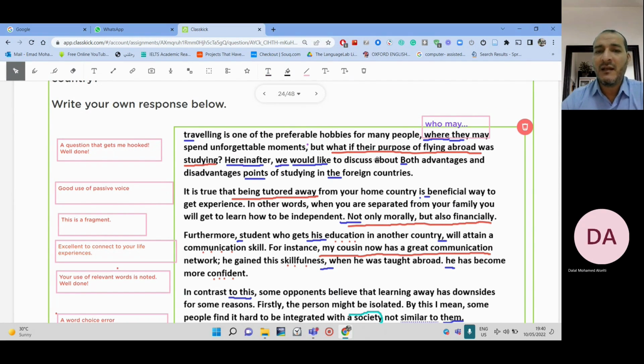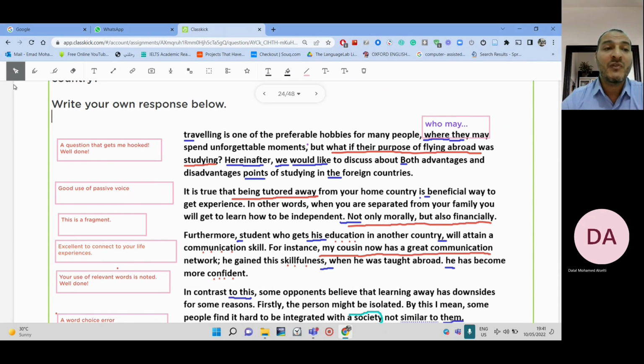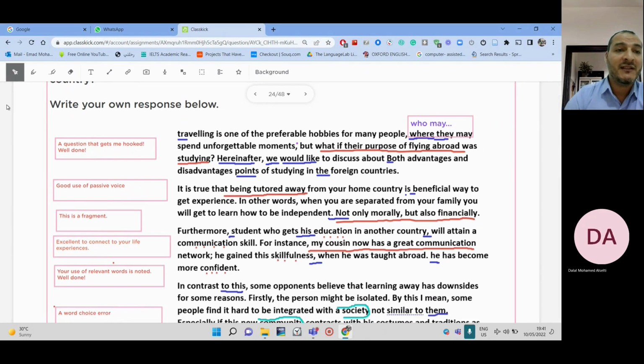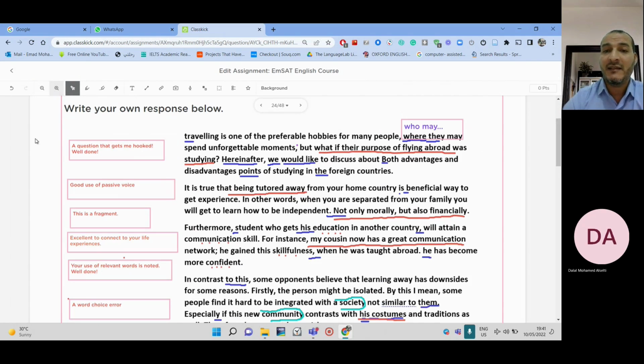Another thing, what if, you need to start another sentence with a capital B, right? When you have a full stop here, you just write, but what if their purpose of flying abroad was studying. Okay, their purpose, you mean people. This is great. I like this question. This gets me hooked, actually. We use questions to grab our reader's attention like this. That's why I like it here.